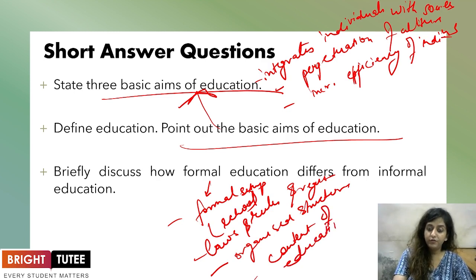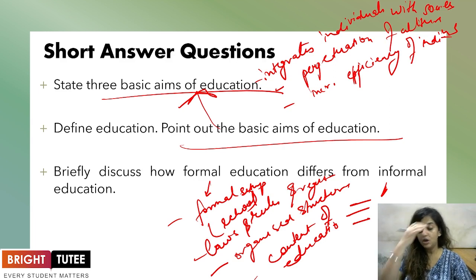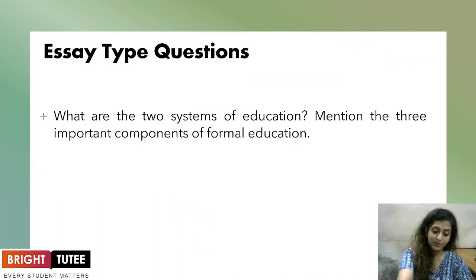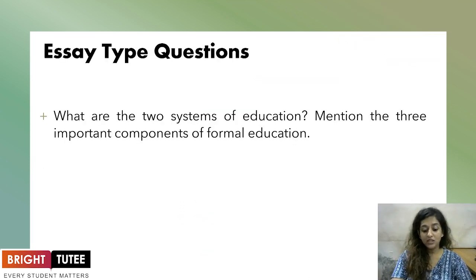However, in the informal setup, you do not have any formal system involved. You do not have any content of education that has to be imparted. It is done by learning, understanding and observing within the day-to-day activities of life, and hence is known as the informal education system. Moving on to the last question, what are the 2 types of education systems?